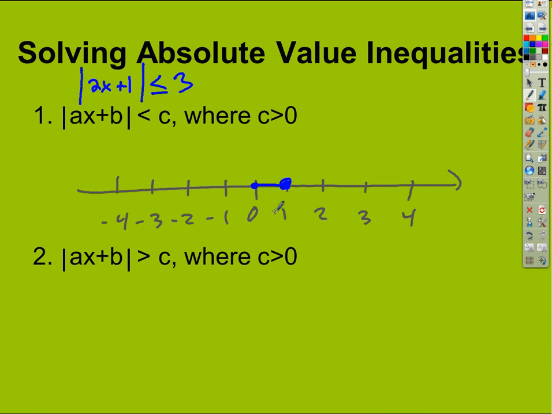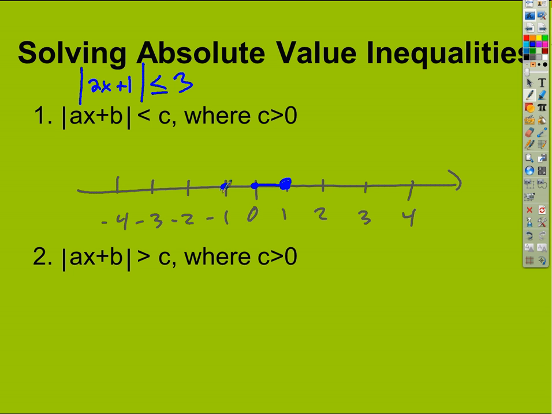And that would work, wouldn't it? Negative 1 times 2 is negative 2, plus 1 is negative 1. Absolute value makes it positive 1, right? And 1 is less than or equal to 3. That works, right? So negative 1 works.